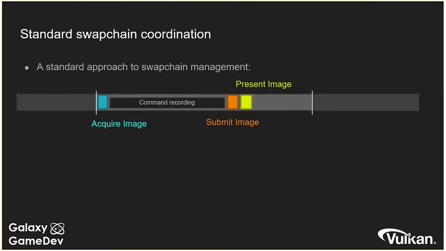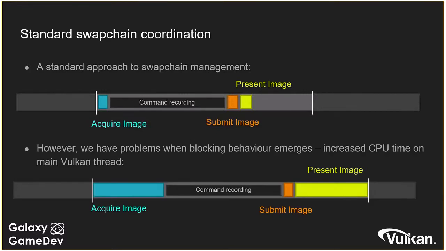We've got acquire image. We need to know the image index that we're going to use in order to encode our frame buffer so that we know exactly what we're rendering to. So we normally do that before we start recording. Finally, once we've finished recording our commands, we'll submit the image and present the image. And this is all fine. If we've got a standard frame time here, we're not really using the CPU too much. Vulkan's very lightweight. But we start running into problems when we hit the blocking behavior of these functions.